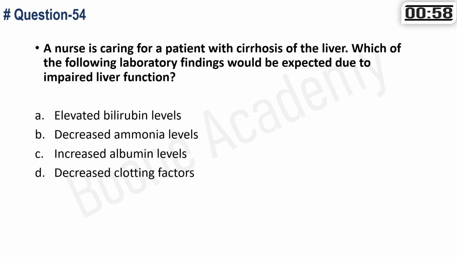Question 54. A nurse is caring for a patient with cirrhosis of the liver. Which of the following laboratory findings would be expected due to impaired liver function? A. Elevated bilirubin levels. B. Decreased ammonia levels. C. Increased albumin levels. D. Decreased clotting factors. You have 1 minute to answer your question.